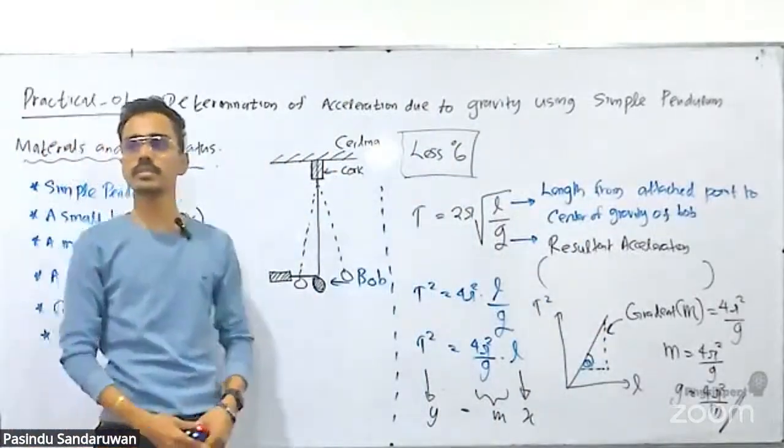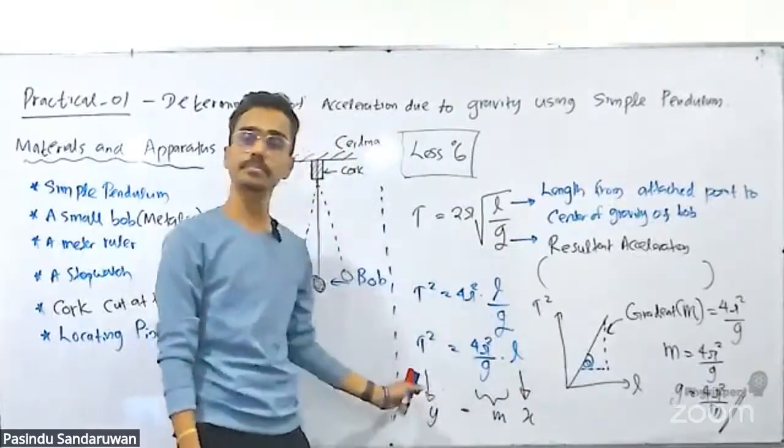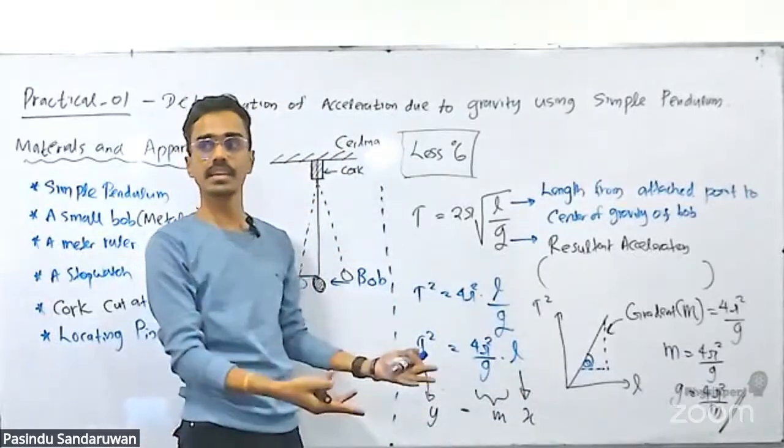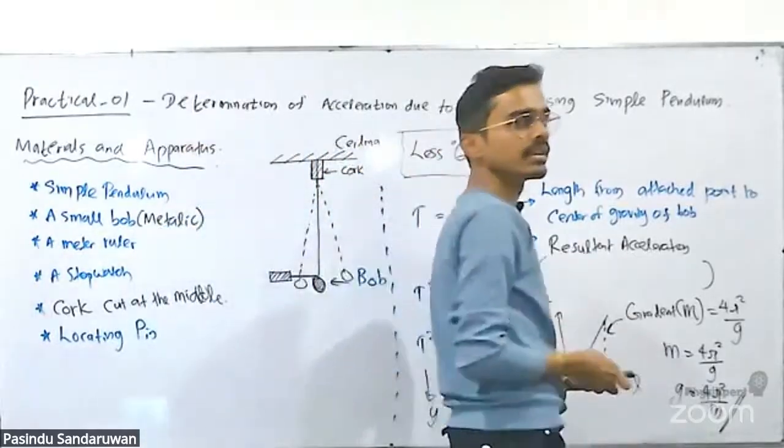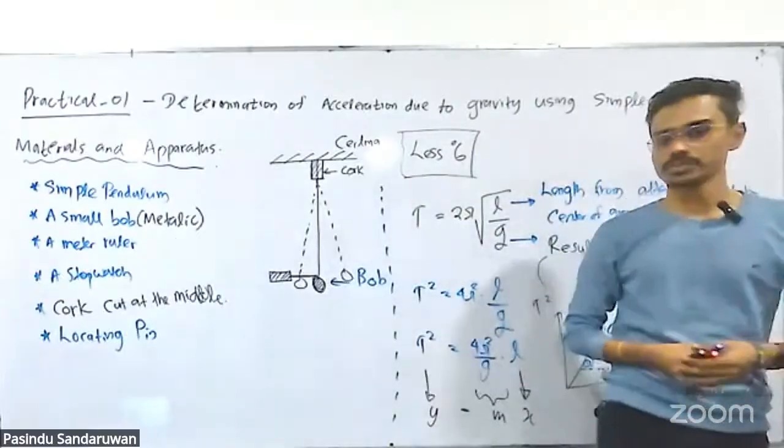Then a stopwatch. Why a stopwatch? We need to measure the periodic time T. Once T is measured, only then can you find T squared. A stopwatch.